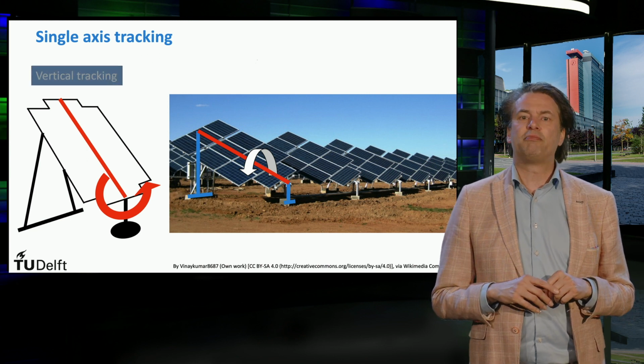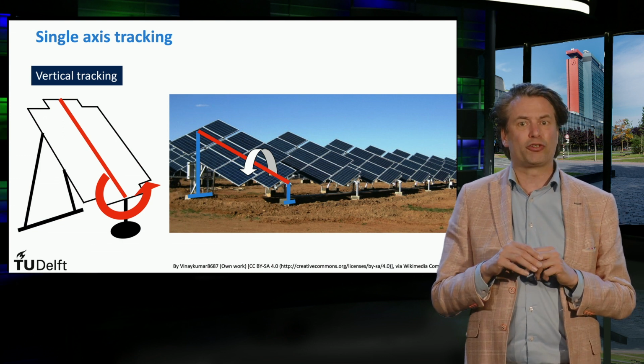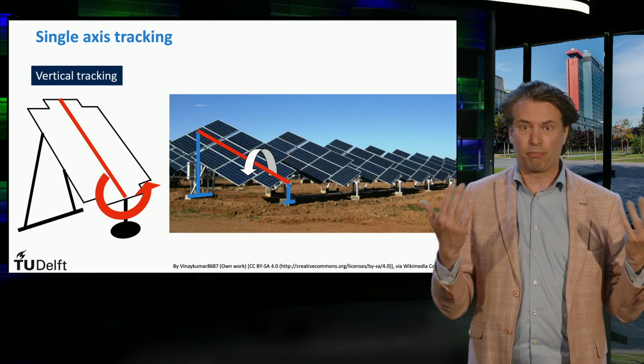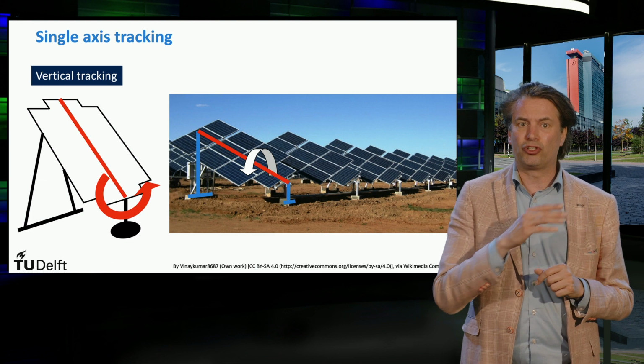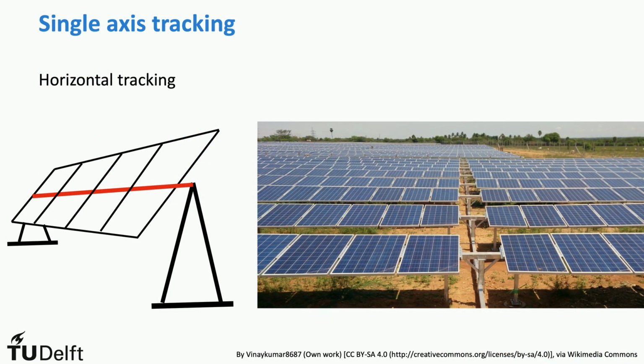This sort of system is called a daily or vertical tracking system because the axis of rotation is aligned vertically with respect to the ground. The electric motor can therefore tilt the panels during the day such that they track the sun as it moves from east to west. Another option is when the axis of the rotation is horizontal with respect to the ground.